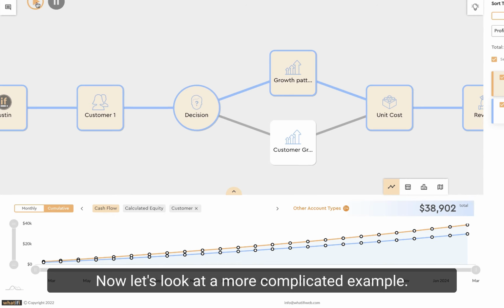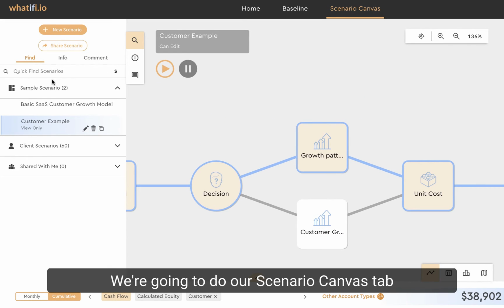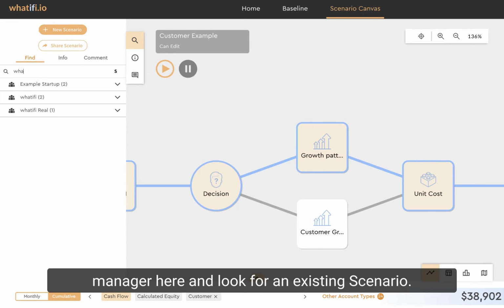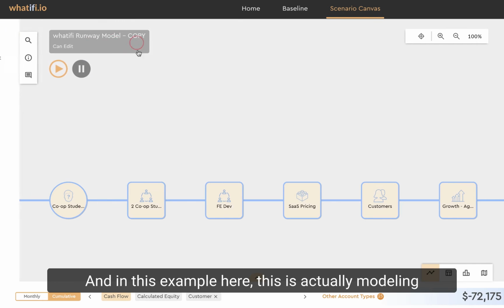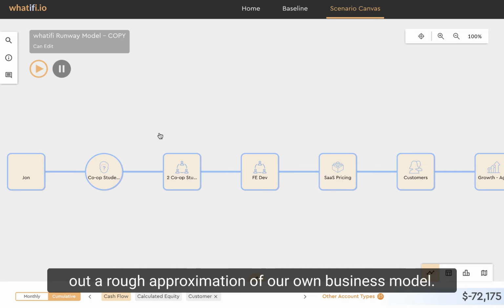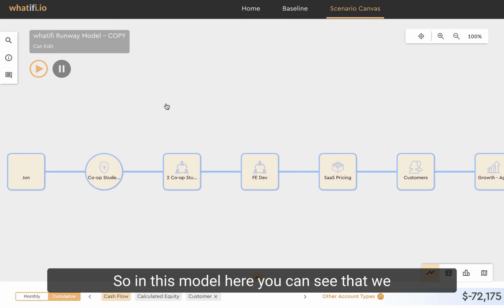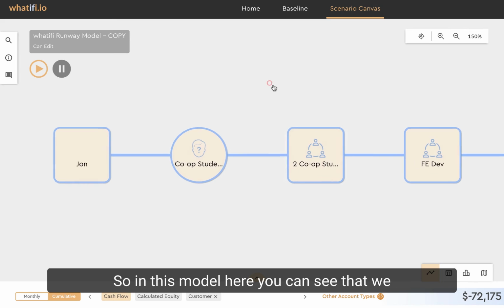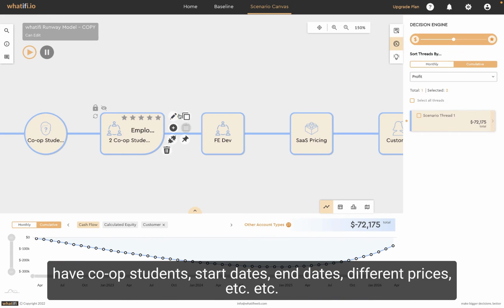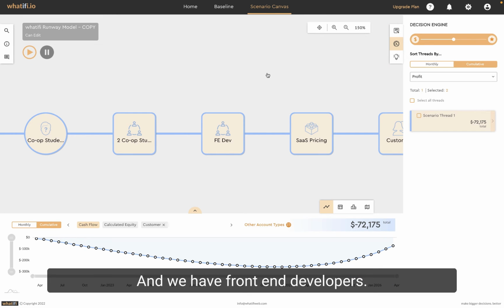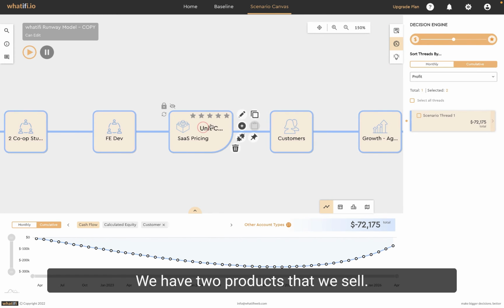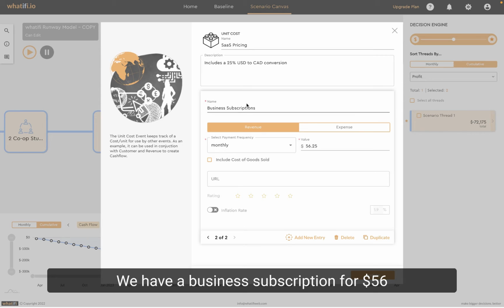Now let's look at a more complicated example. We're going to go to our scenario canvas tab manager here and look for an existing scenario. And in this example here, this is actually modeling out a rough approximation of our own business model. So in this model here, you can see that we have co-op students, start dates, end dates, different prices, etc. We have front-end developers. We have two products that we sell. We have a business subscription for $56 and an agency subscription for $250.